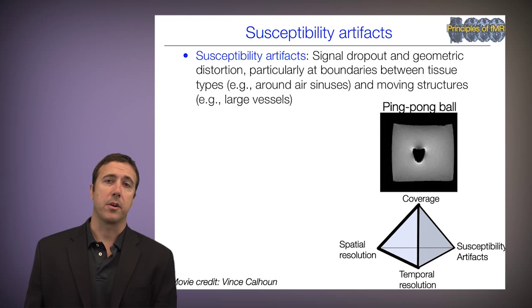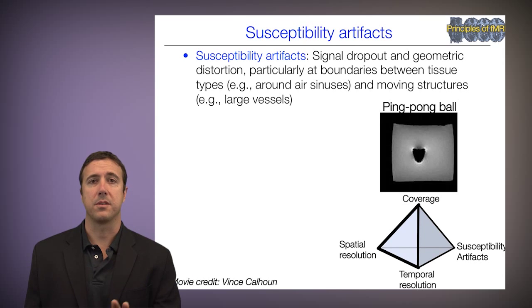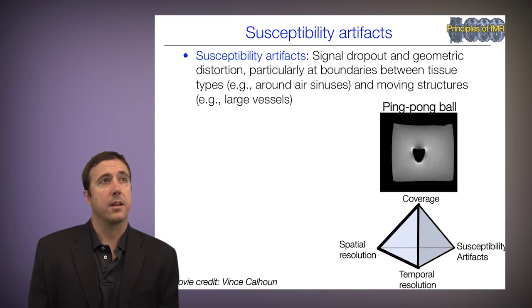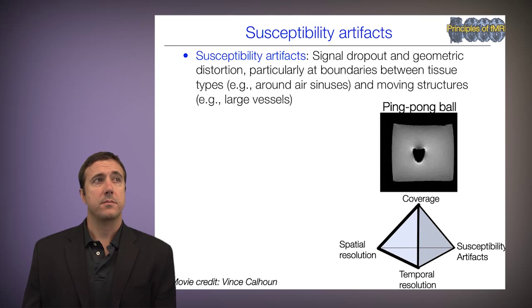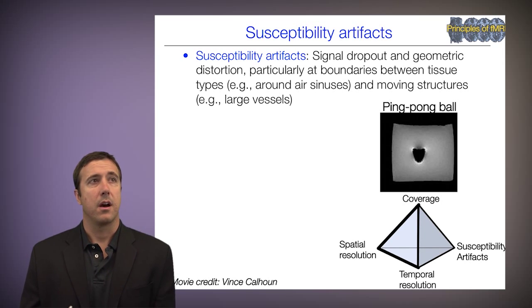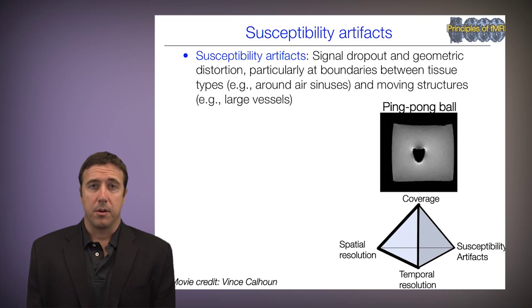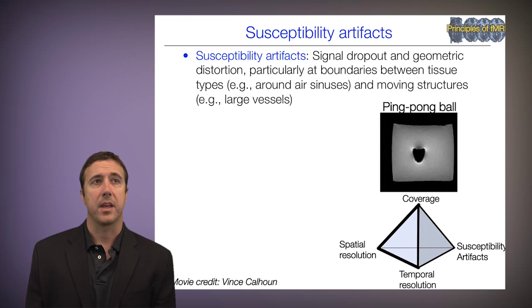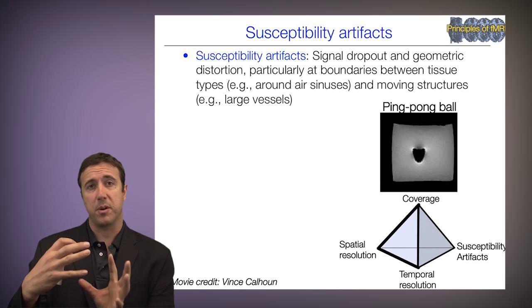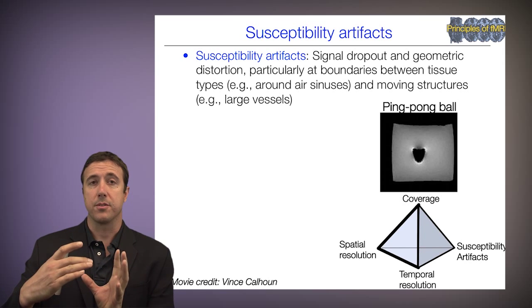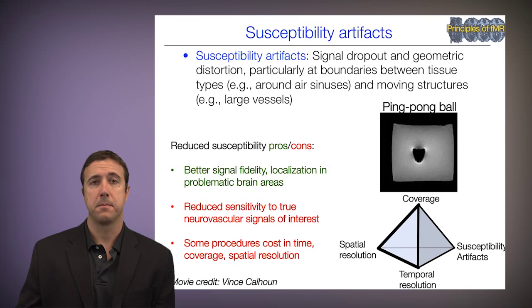Now we'll turn to susceptibility artifacts, which are an unwanted consequence of BOLD imaging. And susceptibility artifacts take two basic forms: signal dropout, or loss of signal, and geometric distortion. And this is particularly true at the boundaries between tissue types, like air and sinuses with brain. Moving structures, like large blood vessels, also produce susceptibility artifacts. And as you can see from the movie here, this ping pong ball, even a spherical shape, when you sample it in the scanner, can often have a distortion. And so that's an example of an artifact.